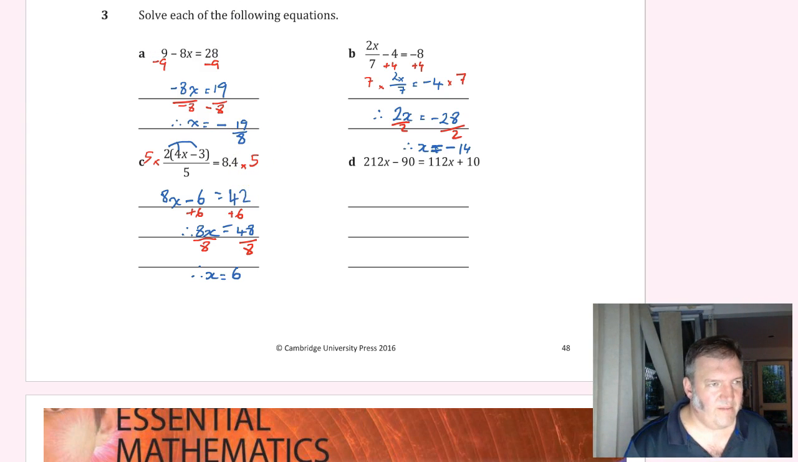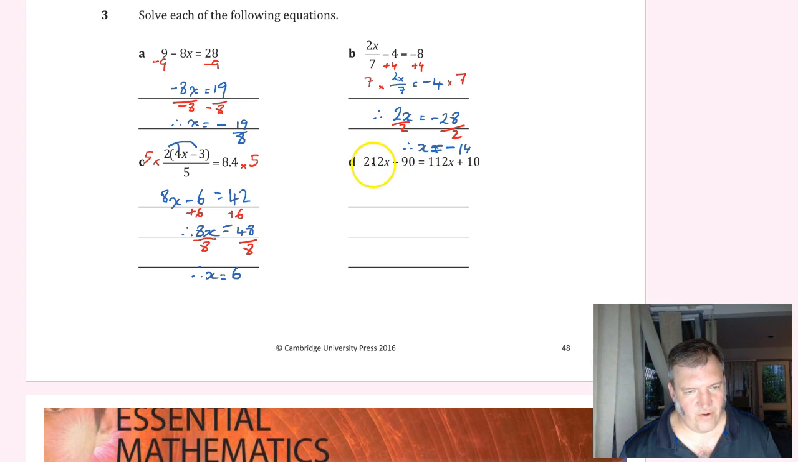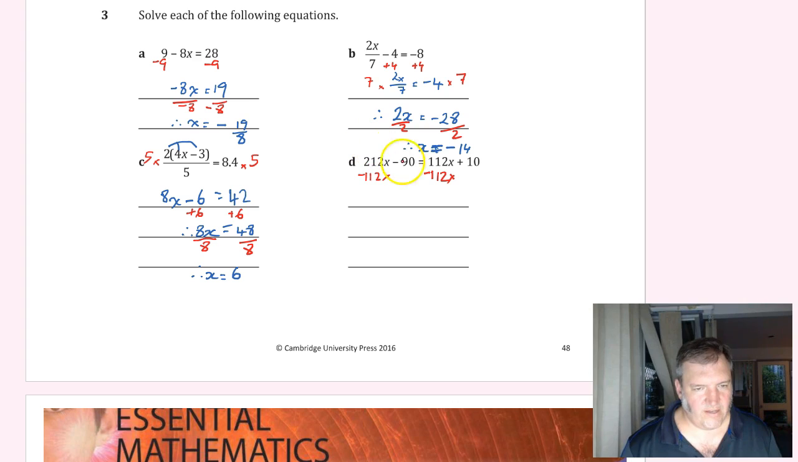Lucky last, they put big numbers there, but it's actually pretty easy, this one. On the left-hand side, I have 212x minus 90. On the right-hand side, 112x plus 10. Let's get rid of the 112x. It's a smaller number. So we get rid of that. If I'm getting all my x's on the left, I'm going to get rid of the number. So the opposite of subtracting 90 is to add 90. Add 90 to each side.